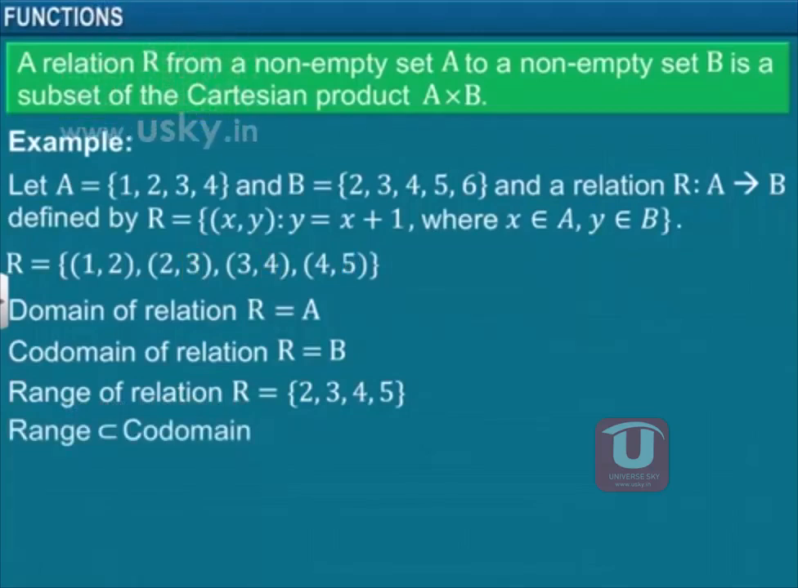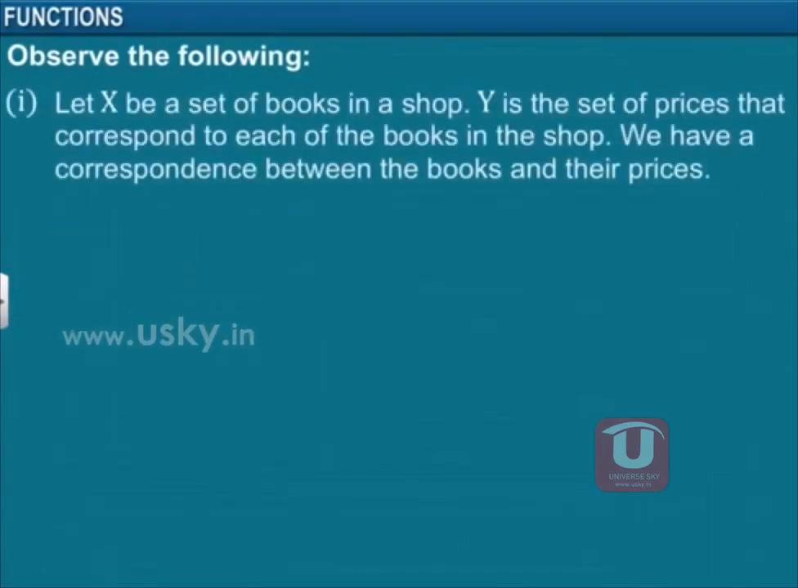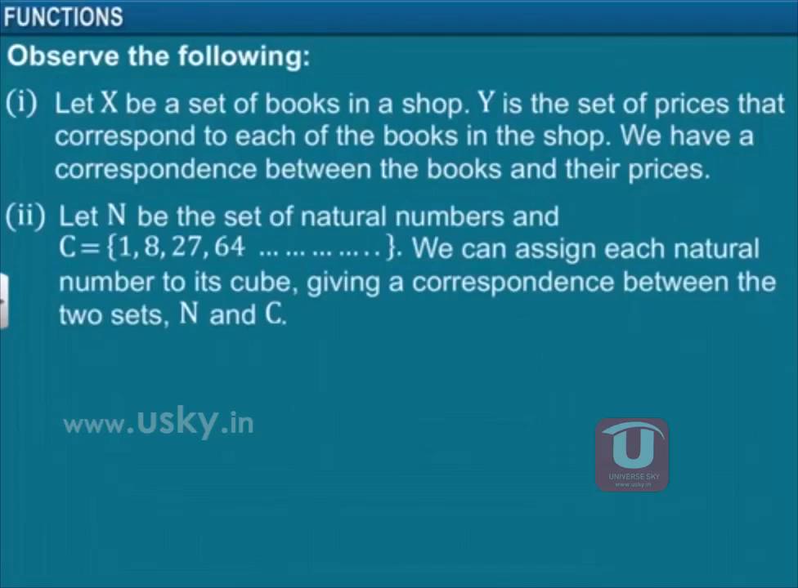Now observe the following statements. Let X be a set of books in a shop, and Y be the set of prices that correspond to each of the books in the shop. We have a correspondence between the books and their prices. Let N be the set of natural numbers and C be the set of cubes of all the natural numbers. We can assign each natural number to its cube, giving a correspondence between the two sets, N and C.